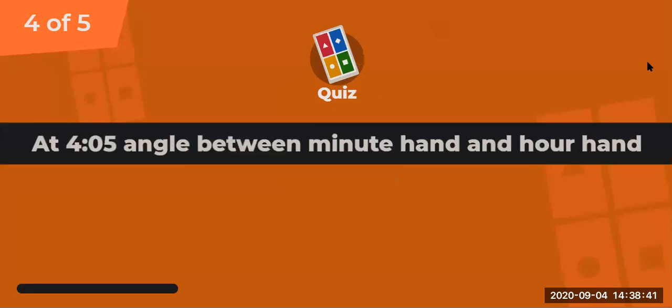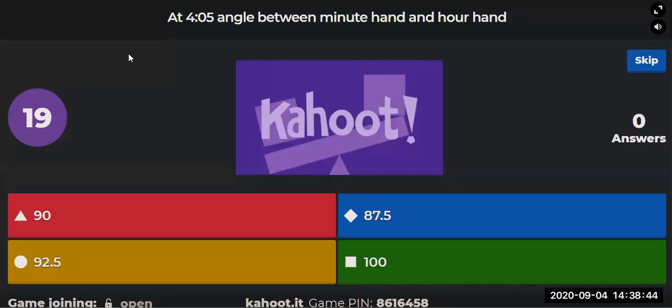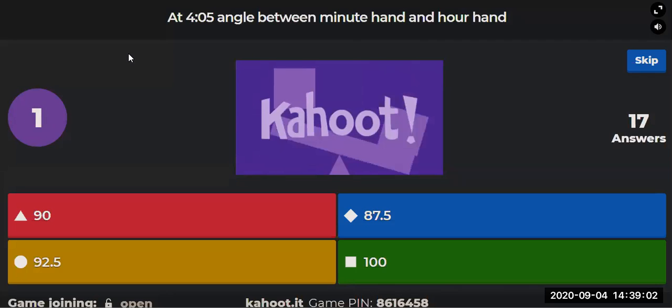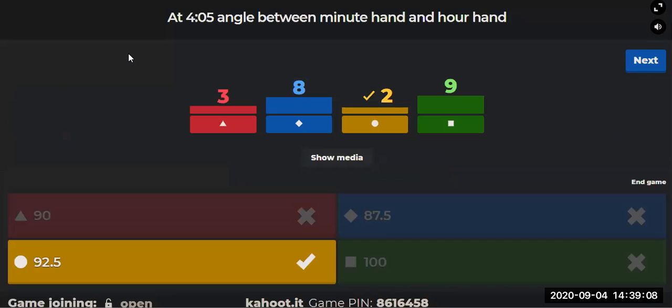Okay, second last problem. At 4:05, find the angle between the minute hand and the hour hand. Only 2 correct answers. Guys, you have to practice on this. All of you need to practice on this problem, the angle one.